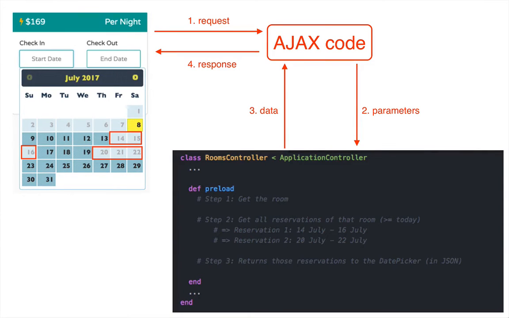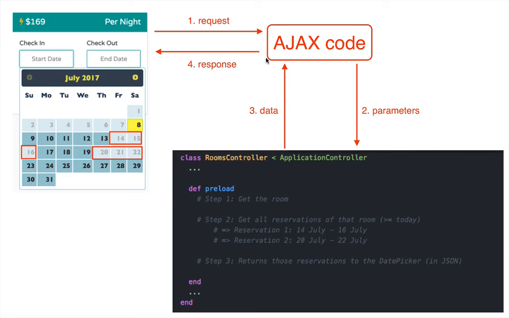Here is the process of how things work together. Step 1. When you first load the room page, it will send a request to our AJAX code. Step 2. In our AJAX code, we're going to call the preload action of the rooms controller. And inside this preload action, we're going to do 3 things. First, we get the room, and then we get all the reservations of that room greater than today. So for example, if we have 2 reservations of that room, like you see here, we're going to grab all of those reservations and send them back to the AJAX code.